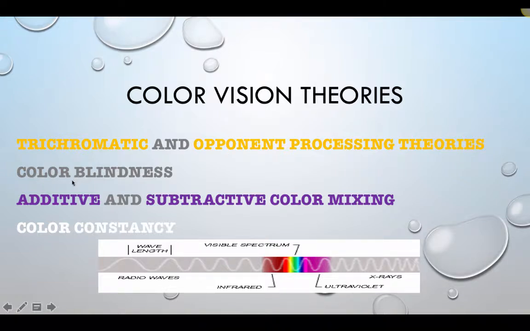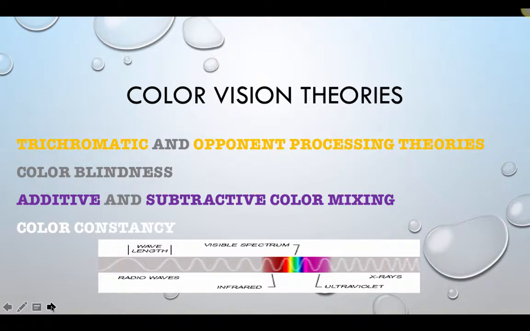We're going to talk a little bit about color blindness, and we're going to talk about additive and subtractive color mixing probably in the next video, and color constancy. So today you want to look at trichromatic theory, opponent processing theory, and color blindness.